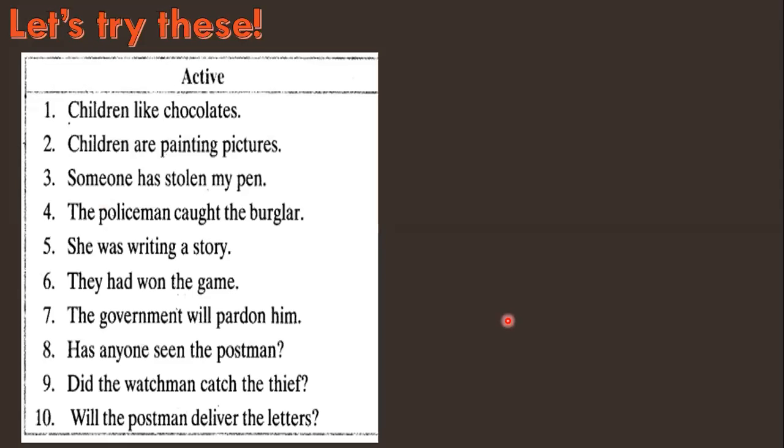Okay, thank you, children. Okay, the fifth one. She was writing a story. Now, this is which tense? This is a past continuous tense. Okay, she was writing a story.